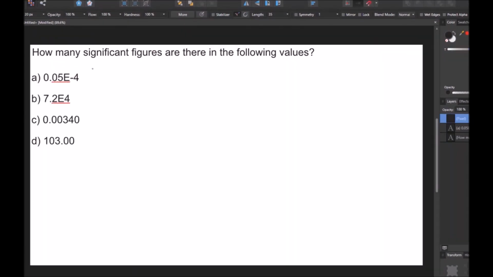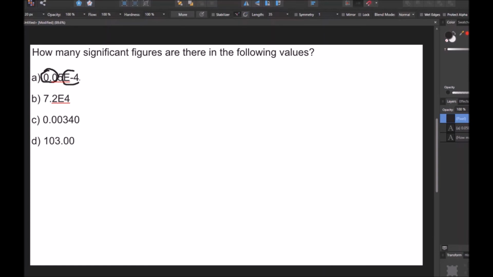Okay, so in this next question we're asked to determine how many significant figures are in the following values. And our values are 0.05 times 10 to the negative fourth, 7.2 times 10 to the fourth, 0.00340, and 103.00. So in this first one, what we need to remember is that any zeros before a non-zero digit are not sig figs. So these two are not significant. And if we have a times 10 to the whatever, those don't count as significant either.